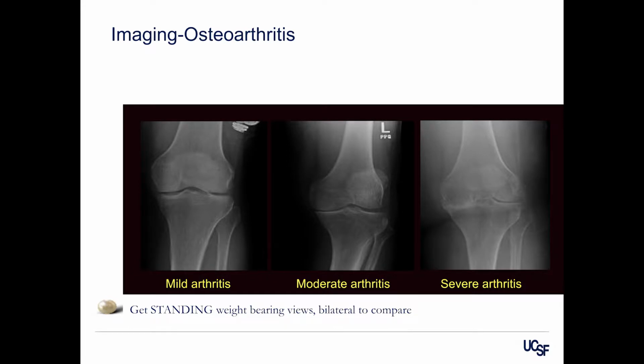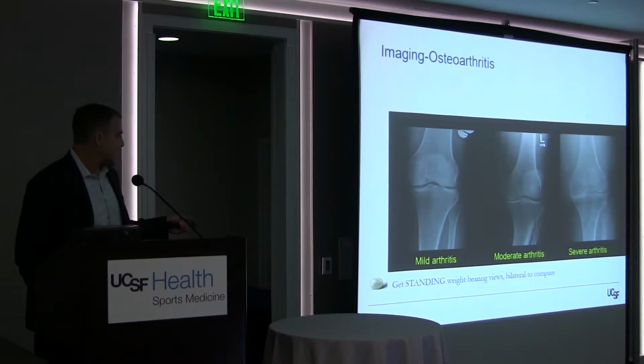When we get x-rays, we always want to get standing views, and the reason is arthritis is a weight-bearing problem. You don't have arthritis when you're lying down. You have it when you're standing up. So especially for your patients that have early arthritis, you want to get standing weight-bearing views. And this shows an example of somebody with mild arthritis, very little joint space narrowing, almost looks normal. Moderate arthritis, you can imagine there's not much cartilage, and then advanced arthritis, you essentially have bone rubbing against bone.